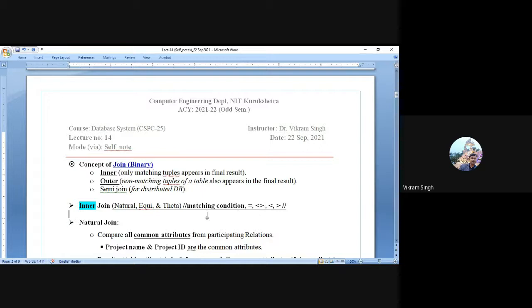So whenever we are comparing two attributes to remove the unwanted results, we will have these four possible operators. And whenever we perform a comparison in this kind of situation, it is called an inner join, right? So now let's see. The very first type of inner join is natural join.